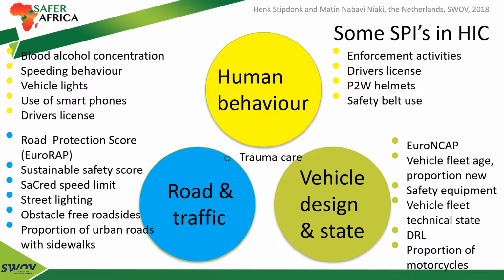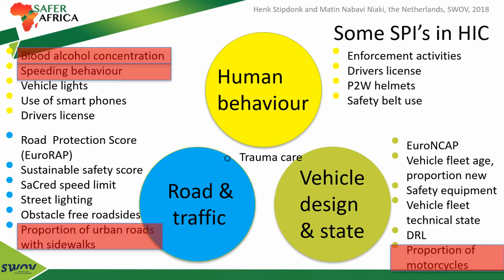In many high-income countries, SPIs such as these are relevant. Some of these may be relevant for your country, but this does not have to be the case. Again, we denote groups of SPIs related to human behavior, roads, and vehicles. In the red rectangles, we have highlighted some SPIs that might be useful in your country. Of those, speeding and alcohol are relevant in almost every country, whereas the other two are specifically relevant for developing countries. Both can be easily monitored.